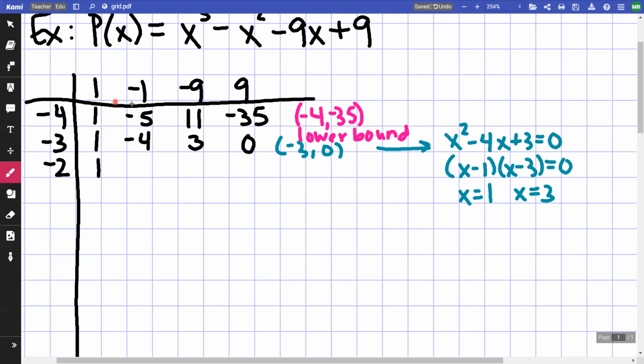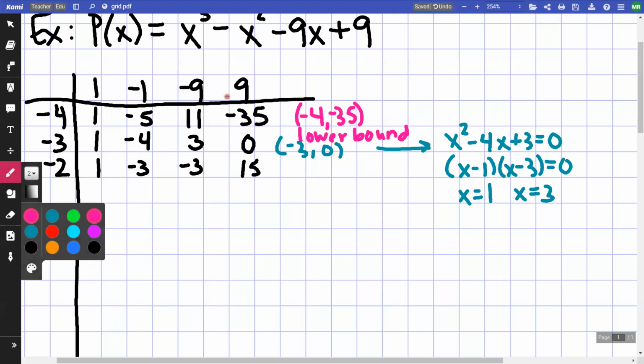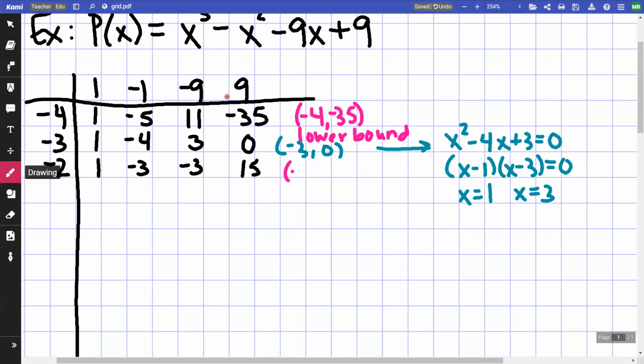1 times negative 2 is negative 2. I add it, I get a negative 3. Negative 3 times negative 2 is a 6. I add it to negative 9, and I get a negative 3. I end up with a negative 3 times a negative 2, which is a 6. I add it to 9, I get 15. So I have another point here. This point is negative 2 comma 15. That's another point.